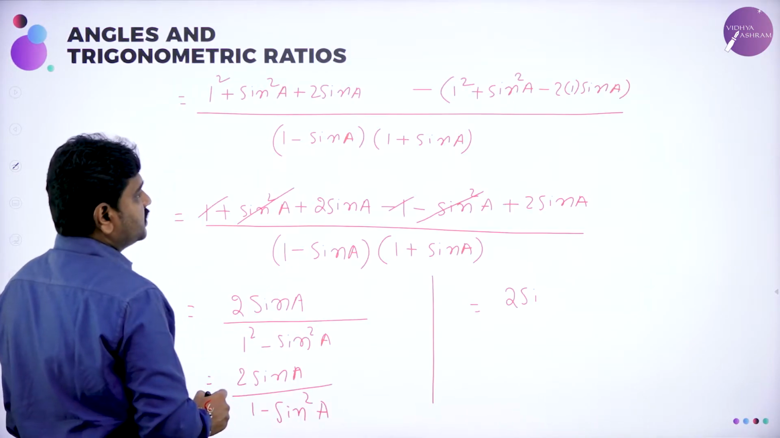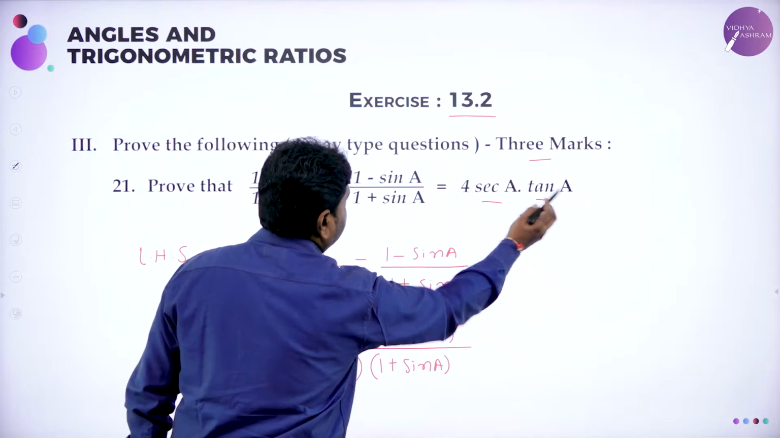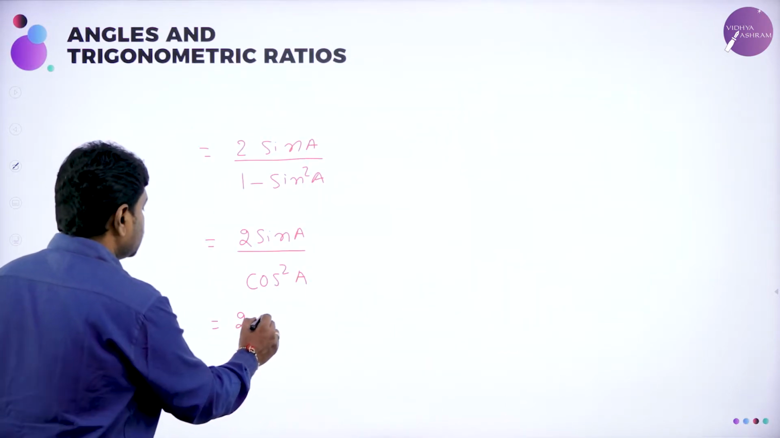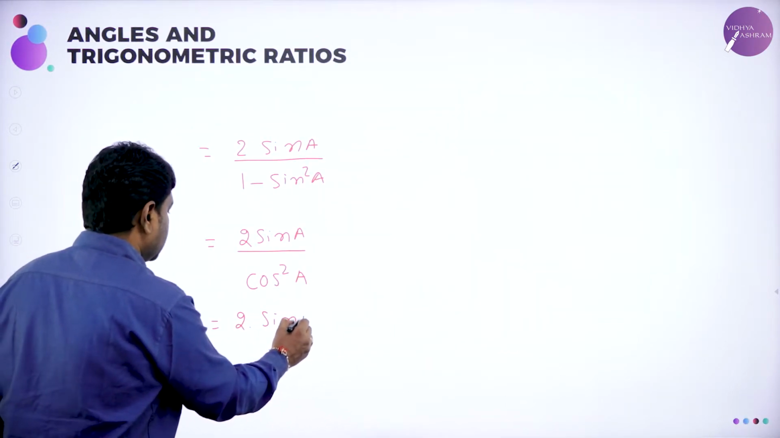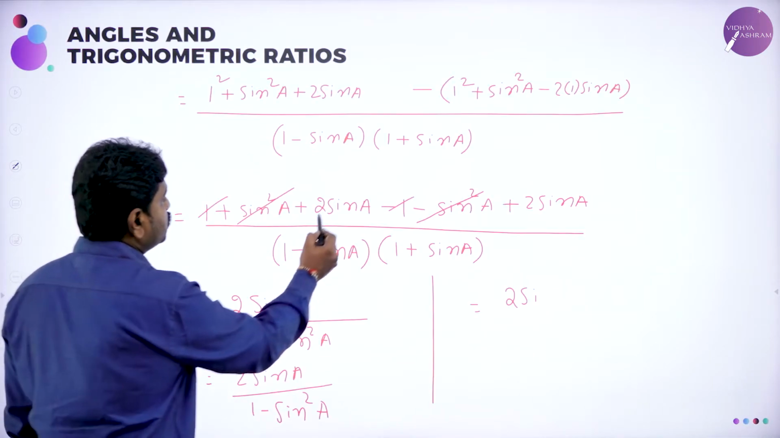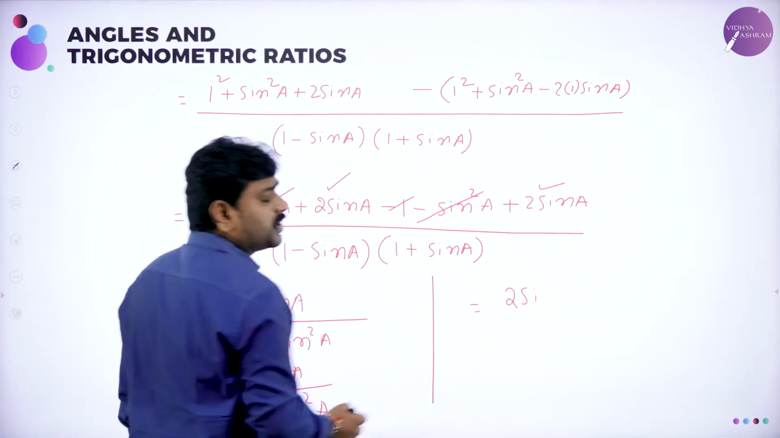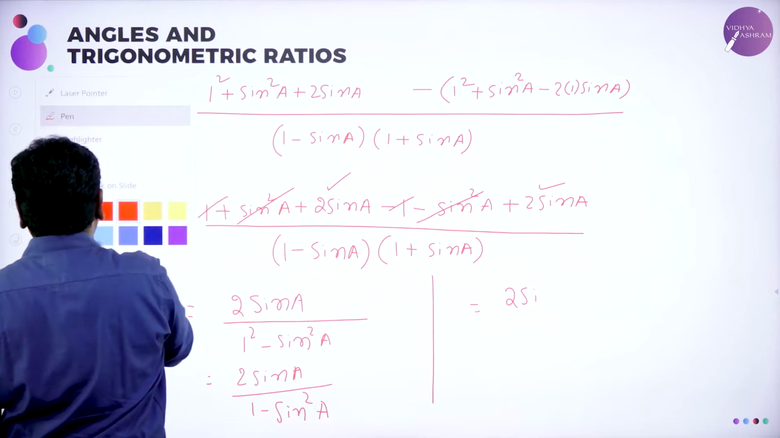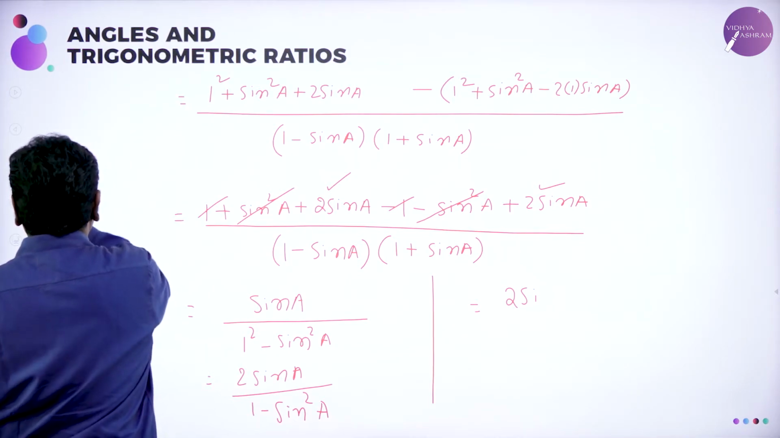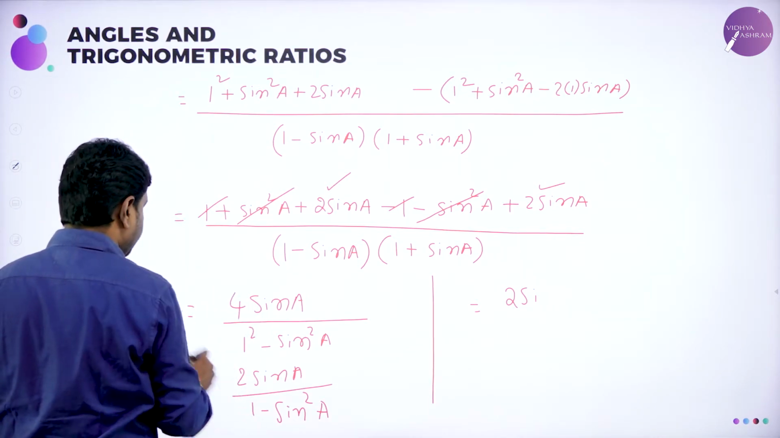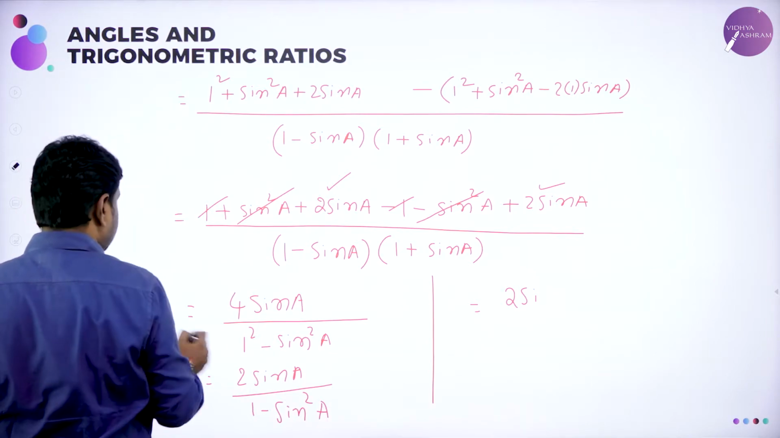Depending on LHS, RHS. What is RHS? Secant and tan they want. So I'll write it as 2 sin A. See here, dear students, this is 2 sin A plus 2 sin A. What is 2 sin A plus 2 sin A? 2 plus 2 is what? 4. So this is 4 sin A.